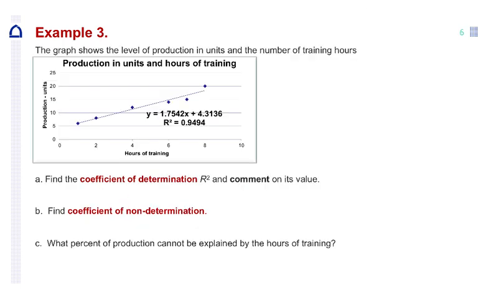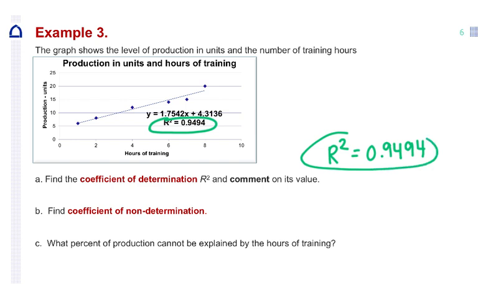This one is slightly different because instead of giving us a table of numbers, they gave us the scatter plot and the equation of the line of best fit, and they actually gave us in the question r squared. So find the coefficient of determination r squared. It's given. We can see right here r squared is 0.9494. It's given.